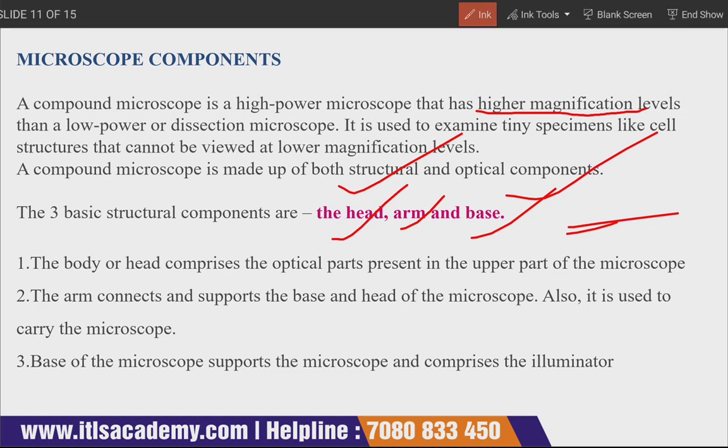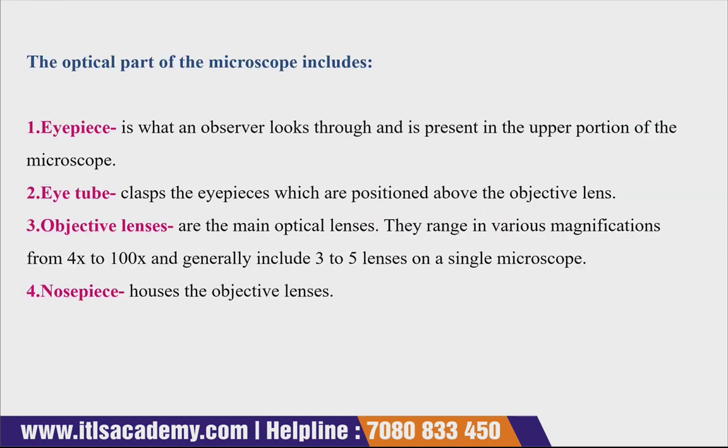Now coming to the arm, it connects and supports the base and the head of the microscope that I have shown you in the diagram, and it is also used to carry the microscope. The base of the microscope supports the microscope and comprises the illuminator. So these are the structural components, and now comes the optical parts of the microscope. The optical parts include the eyepiece, eye tube, objective lenses, nose piece, and many others.